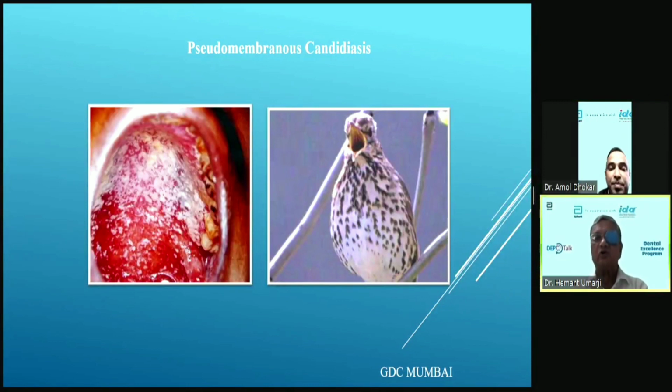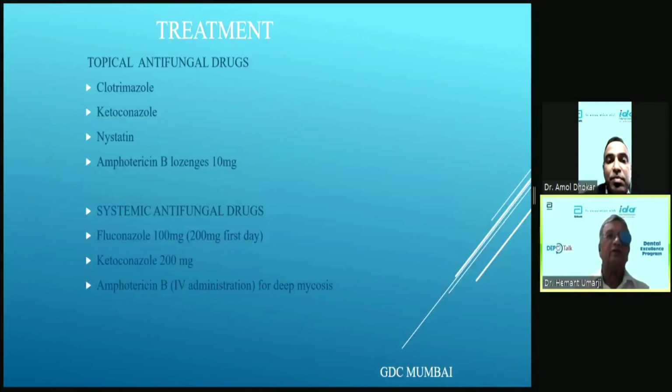So there is something called pseudomembranous candidiasis, which was called thrush. You can see curd-like deposits, and there are multiple predisposing factors: old age, very old, very young, and very sick. These people will get it. Diabetes mellitus, history of radiotherapy, history of mouthwashes, and antibiotic sore mouth. All these are the causes of pseudomembranous candidiasis. It is to be treated with drugs like clotrimazole, ketoconazole, etc.